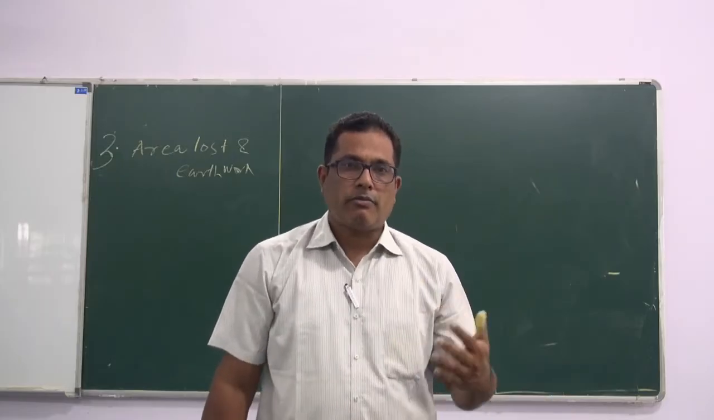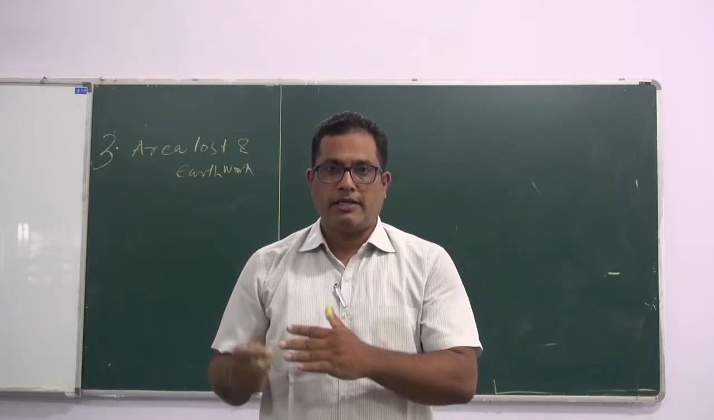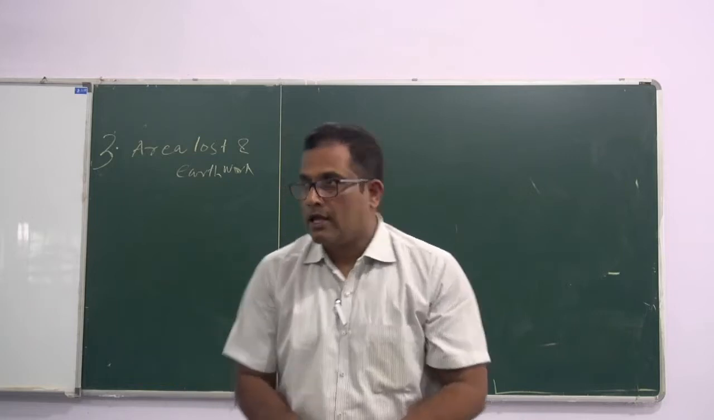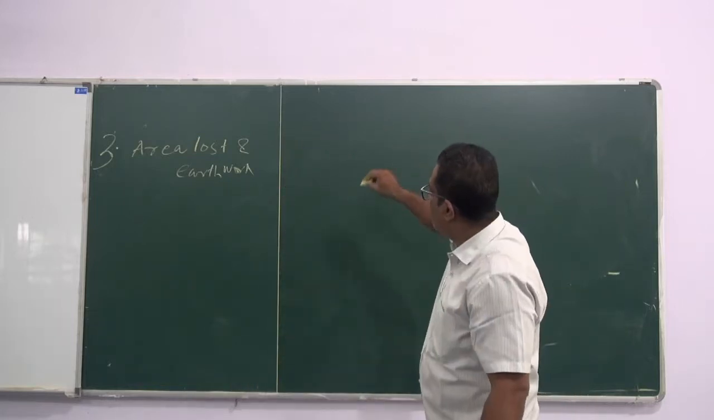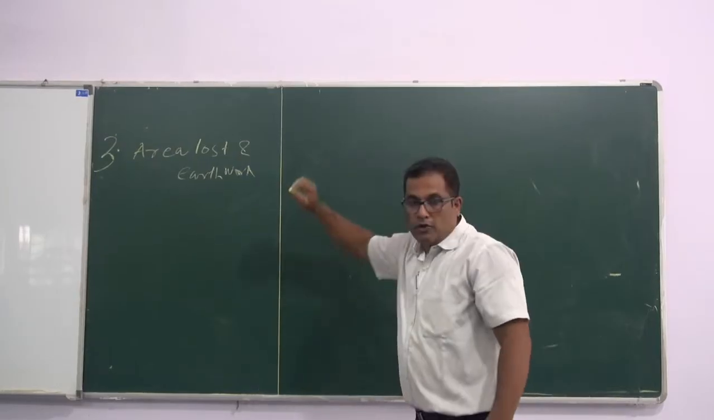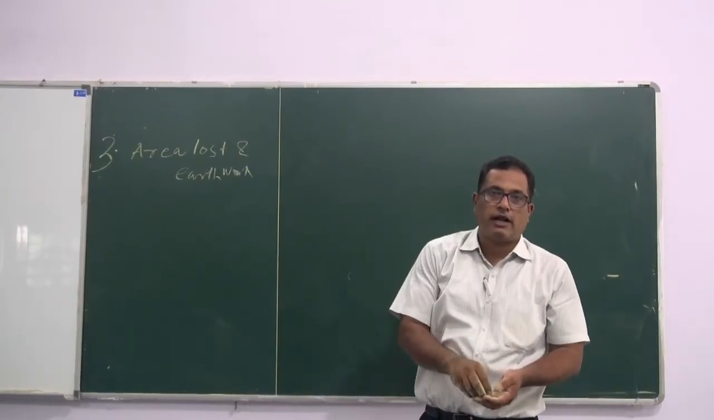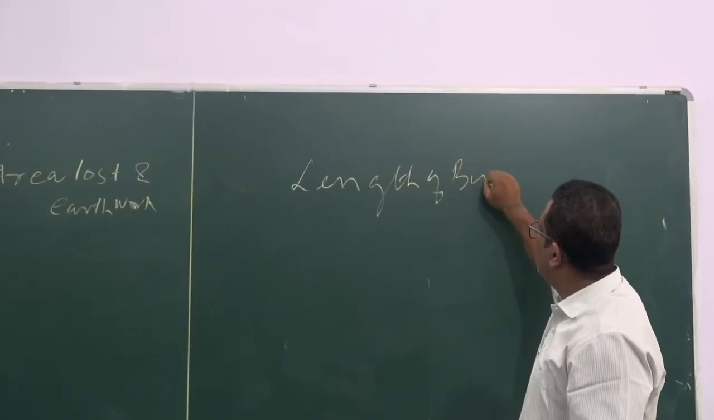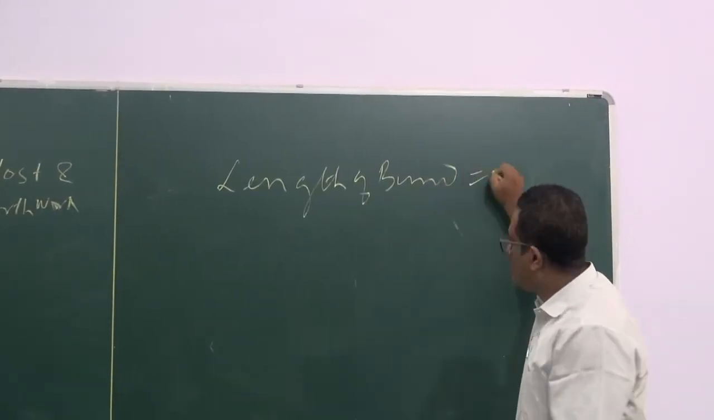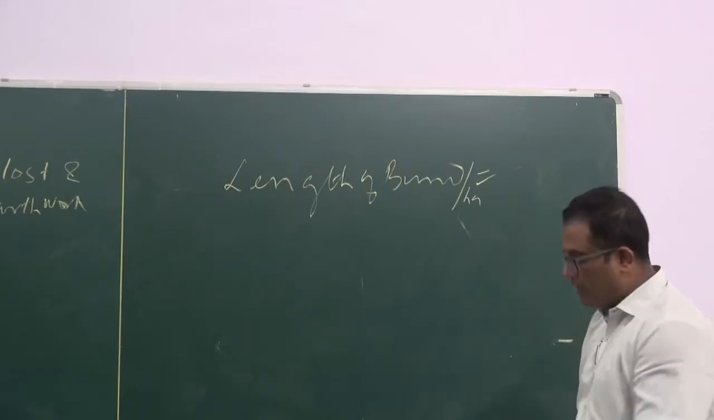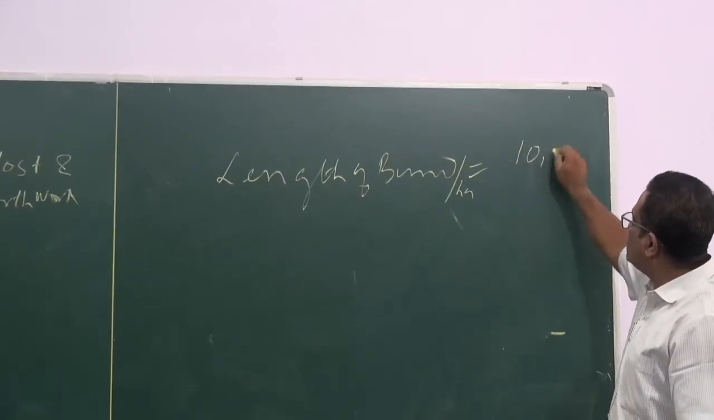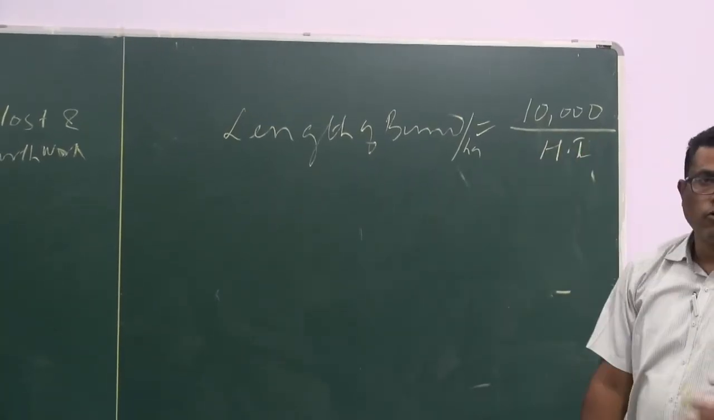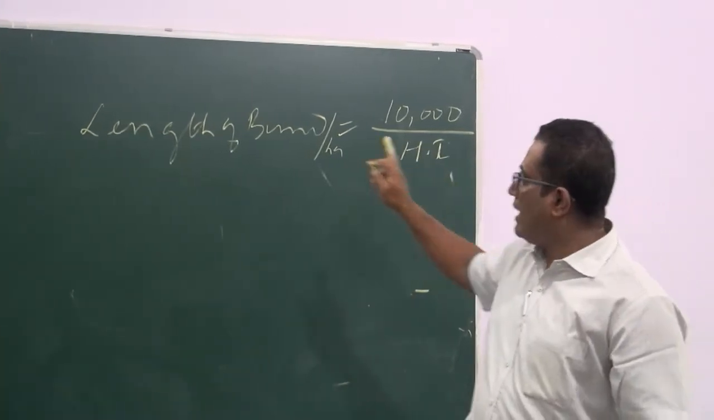So farmers are normally not very interested in bunding, especially contour bunding, because contour bunding is not a straight line. It may impede with the field boundaries. The area loss can be found out by finding the length of the bund. How do you find the length of the bund? Length of bund per hectare, where 1 hectare is 10,000 square meters, divided by the horizontal interval. If you know the horizontal interval, then the length of the bund can be found.